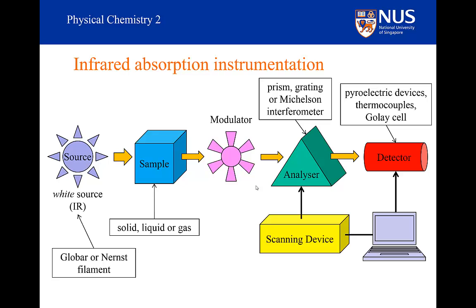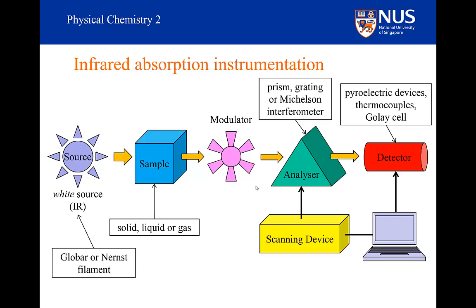In essence, the detector is a thermometer. You can either have a thermocouple, which directly measures the temperature, or you can have a pyroelectric device. Pyroelectric devices are essentially the same thing that you use in detectors in fire alarm systems. Or it can be a Golay cell.